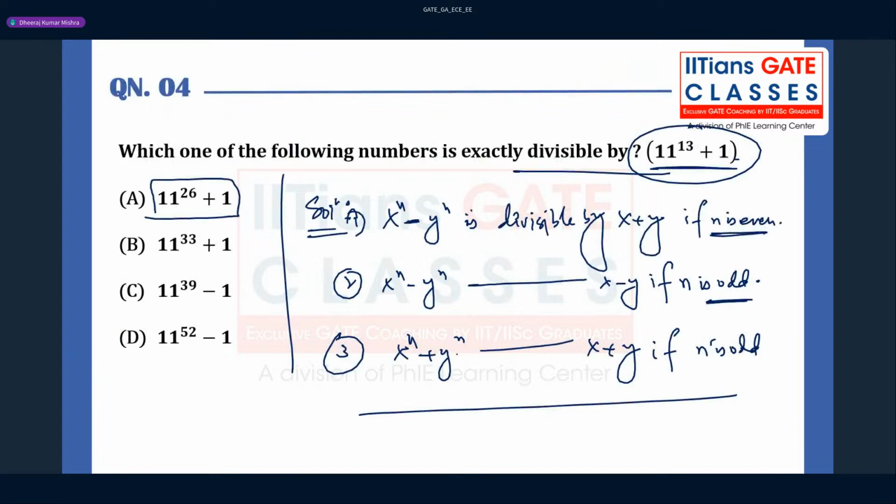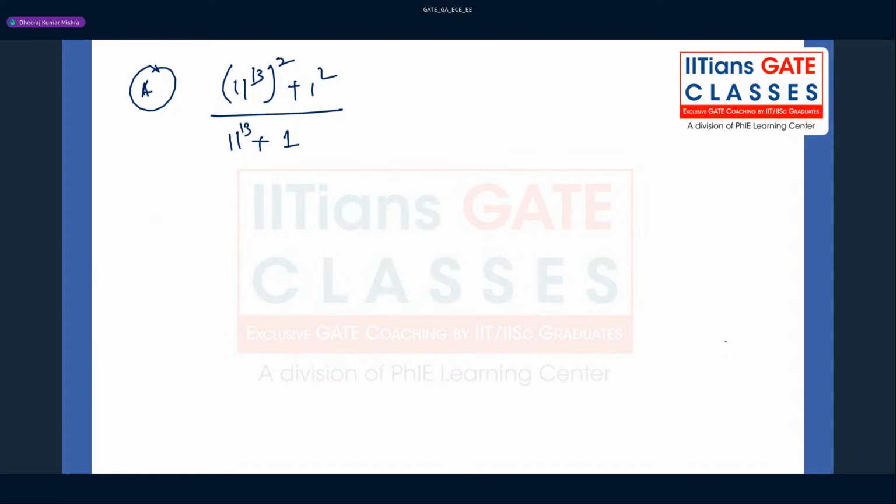x to the power n plus y to the power n is divisible by x plus y if n is odd. But here, if you take a look, this is very important. This is not divisible, since n equal to 2 is there, which is even. So this cannot be the correct answer.